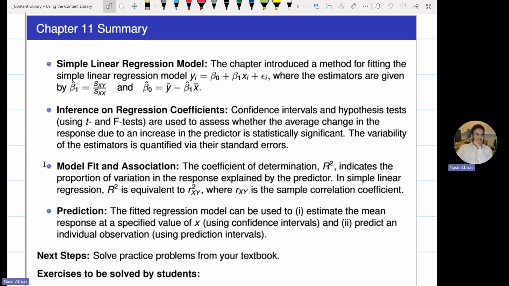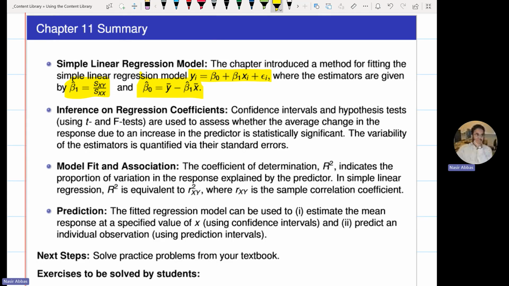Before I jump into the problem solving related to chapter 11, here is the summary of chapter 11, where we said we have a simple linear regression model denoted by this equation. In this equation, we have two unknowns, beta naught and beta 1. We estimate them using these formulas, which are given to us in the formula sheet. These formulas are obtained by using a method called minimizing the sum of squares of errors.